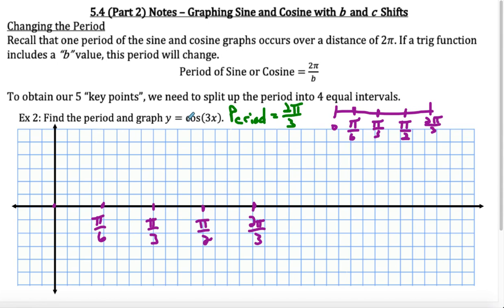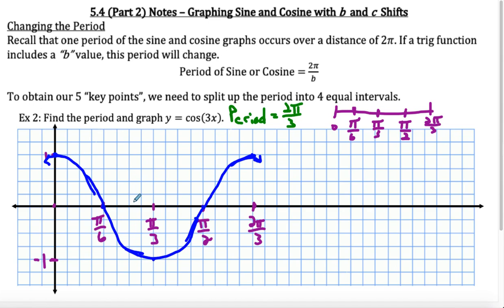Again, we don't have an amplitude change, so my amplitude is 1, so I'm going up 1 and down 1 from the midline, which is just the x-axis because there is no d value. Now this time we are graphing cosine. Cosine starts at the maximum, goes to the midline, goes to the minimum, back to the midline, back to the maximum for our one period. And remember, don't make this look like a V, okay? Make this look like a wave. Right? And we can put our arrows on there.